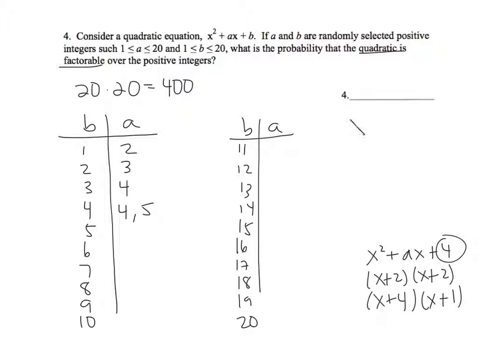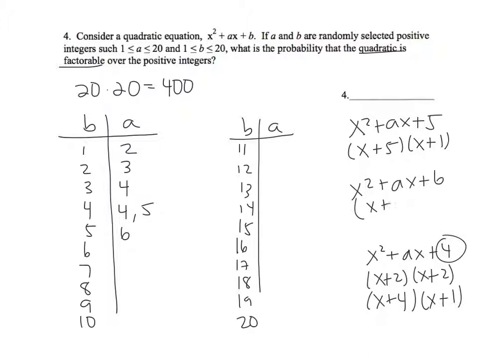If b is 5, I get x squared plus ax plus 5. The only way to get that 5 is x plus 5 times x plus 1, in which case a would be 6. Now if b is 6, I have x squared plus ax plus 6. I could have x plus 2 times x plus 3. That would give me the 6, in which case a would be 5. Or I could have x plus 6 and x plus 1, in which case a would be 7.